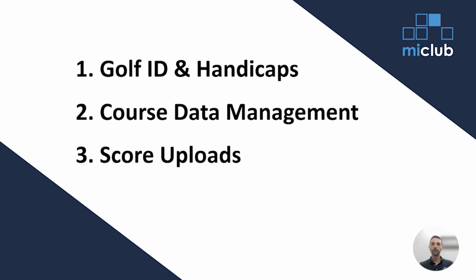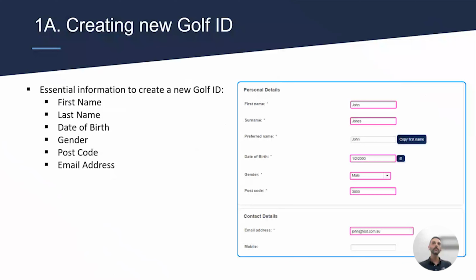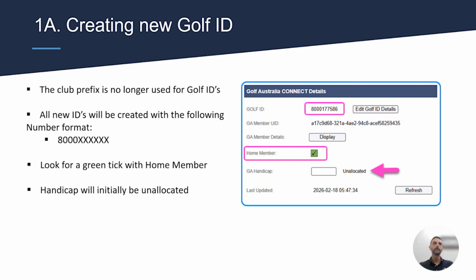Okay, so we'll get started with the Golf ID management side of things. And just to cover briefly, when you're creating a new Golf ID for a member that hasn't held one previously, there is some essential information that you have to enter into the member's profile. So that's all highlighted here: name, date of birth, gender and postcode, and of course, email address.